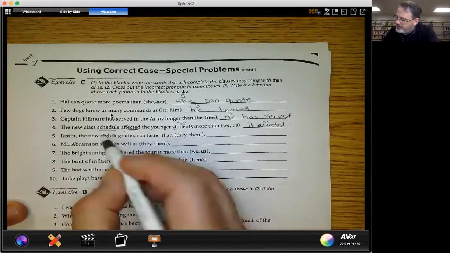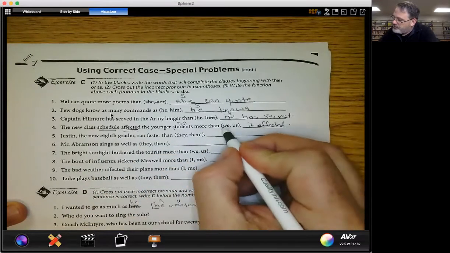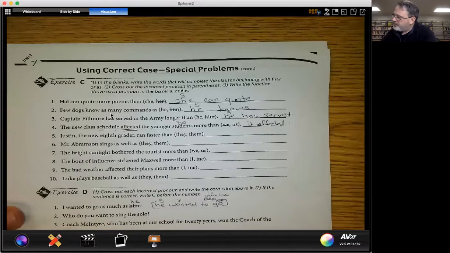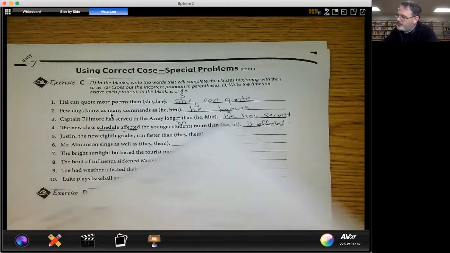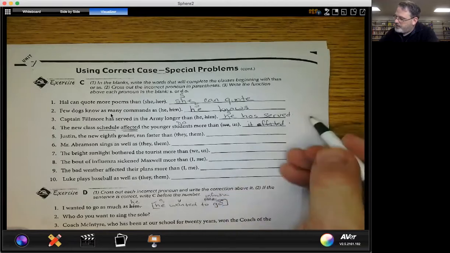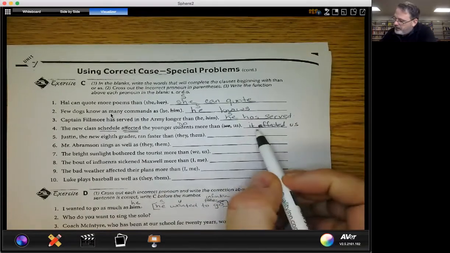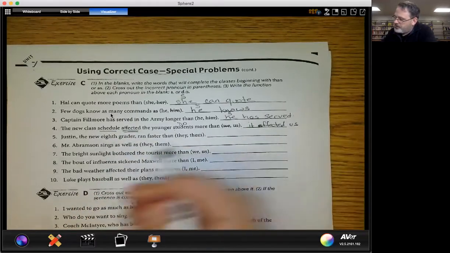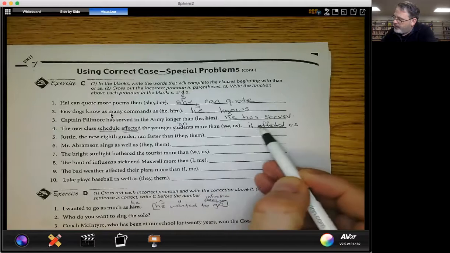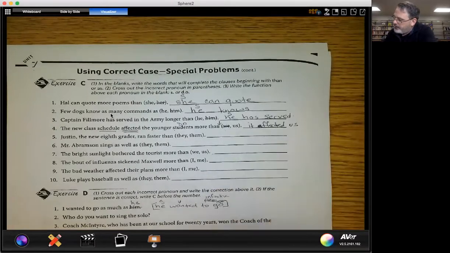All right, and us is the same thing here. It affected: schedule affected students, it affected us, and so we want to use an objective case pronoun. Remember, us is objective, we is nominative. So we cross out we and use us. Okay. All right, that one's a tough one because we're looking at the elliptical clause here. We're trying to figure out, and so it affected should have been in here if we were writing the entire clause out. Then it affected us.